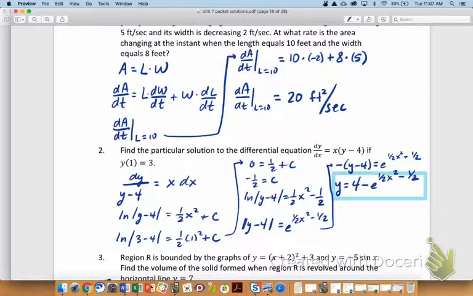Because your initial condition, check this out, your initial condition, which is 3, if you were to plug that in right there, 3 minus 4 is negative 1, and the absolute value of a negative is the negative of that negative. Does that make sense?